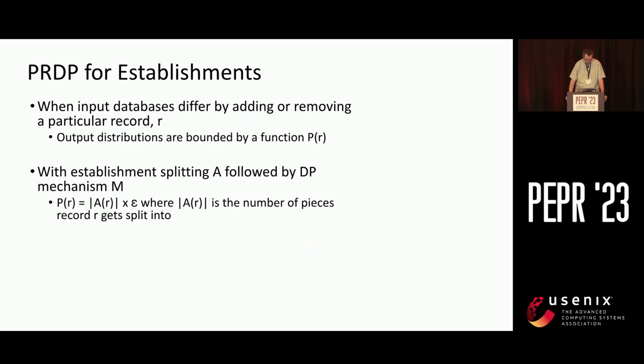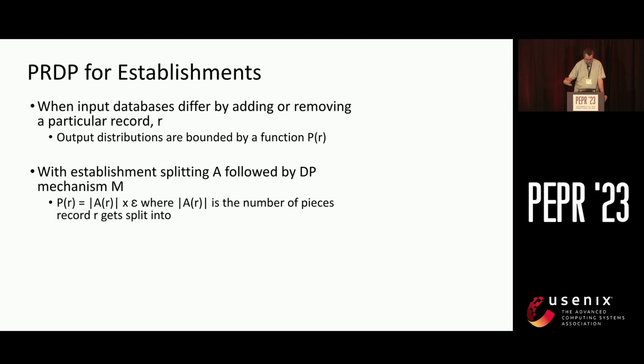And so our definition that we've developed in a more abstract sense, we call per record differential privacy. We think about adding or removing a particular record from our database, and then we're going to get a privacy loss bound that's a function of that record's properties. And so standard differential privacy is a special case of this, where the function is a constant.